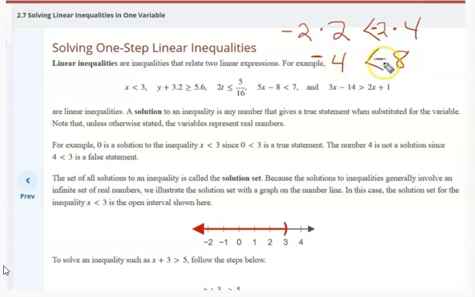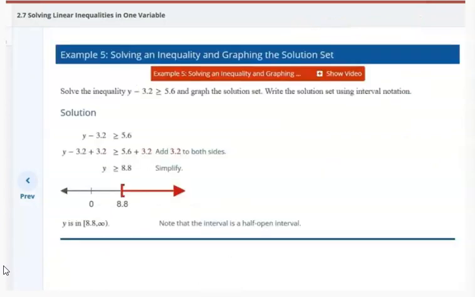-4 is greater. So the one exception when we solve inequalities is if we have to multiply by a negative or divide by a negative one side of the inequality. In order to keep the statement true, we must reverse the sign of the inequality. So -4 now is greater than -8. That's the only difference. All right, let's go on. So in example 5, and note the numbers, please.